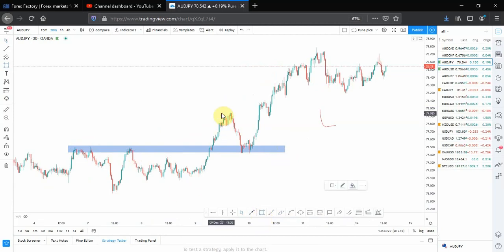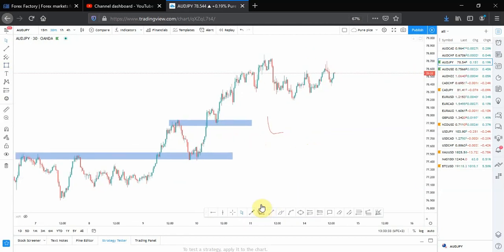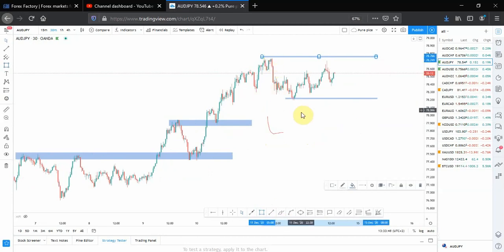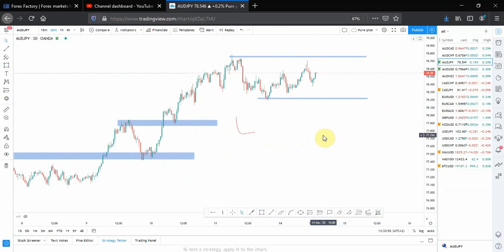Same thing, we have this resistance here, which converted and became support. It's a key level again. Same thing applies here. We also have these key levels because you see that price was going down and that's where it ended. It's another key level. Same thing applies here. It's also a key level because that's the highest point and currently that's the lowest one.